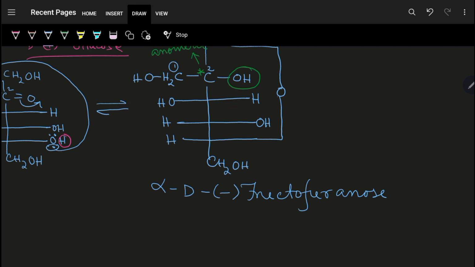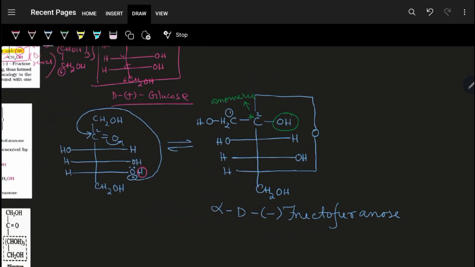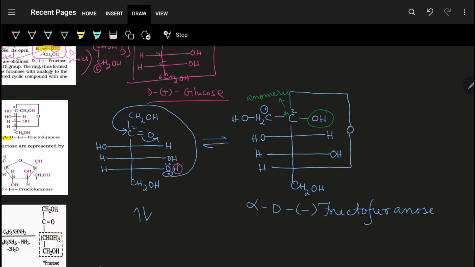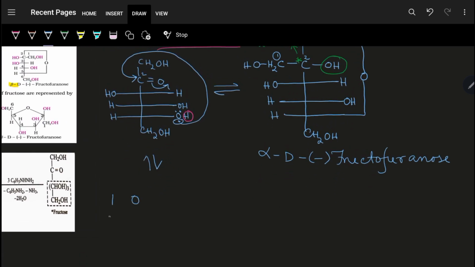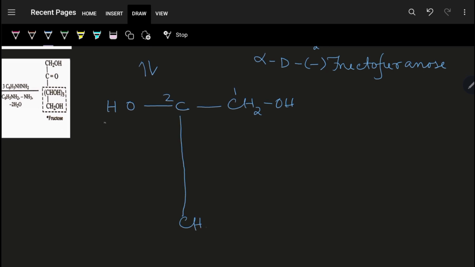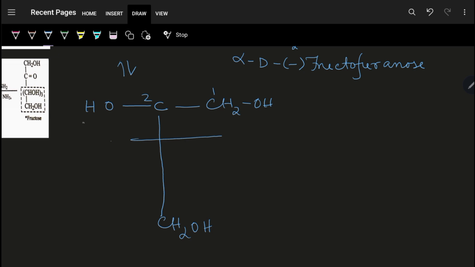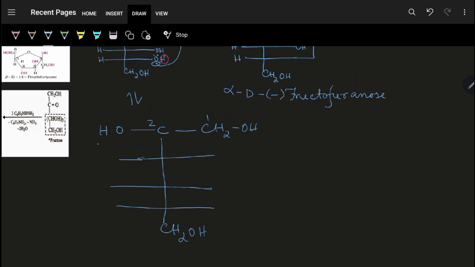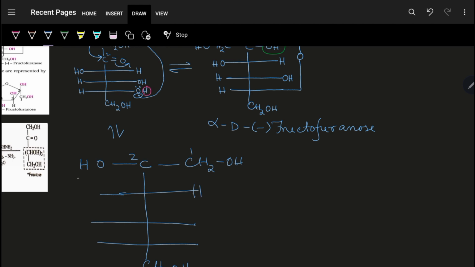Fructofuranose. So this is the cyclic structure of fructose. Now over here, please remember that if the OH of the anomeric carbon is on the left hand side, like this, OH, this is your C2 and here it is CH2OH, C1. And the same thing here, it is a CH2OH, C6, 3, 4 and 5. So whatever was here, it's the same, H, OH and there is an oxide linkage between C2 and C5.